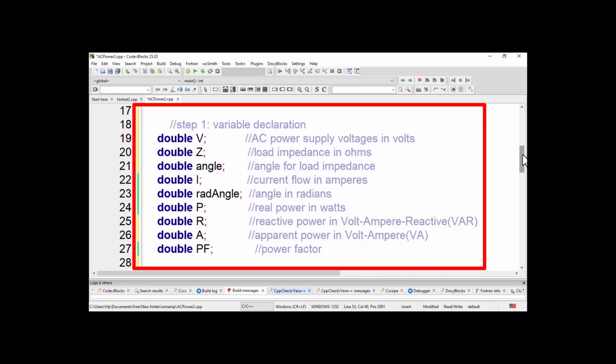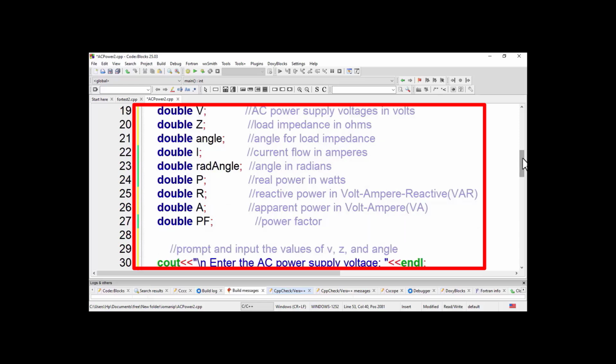Step 1, variable declaration. W, AC power supplied or AC power delivered to the load. Z, load impedance in ohm. Angle of load impedance. I, current flow through the circuit. Rad angle, which is converted to radian form. P, real power. R, reactive power measured in volt ampere reactive. A, apparent power which is measured in volt ampere. PF, power factor.